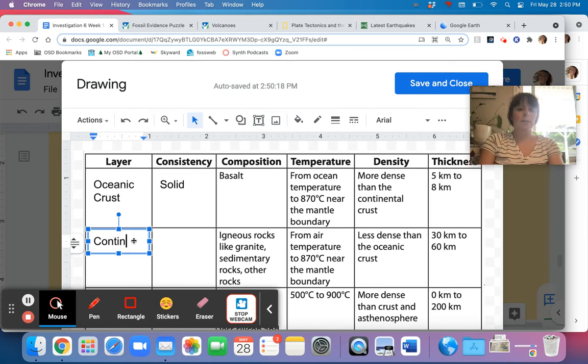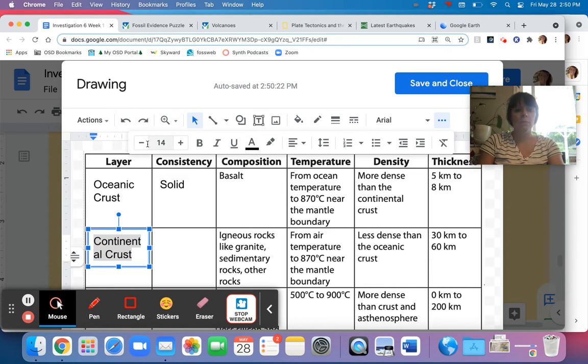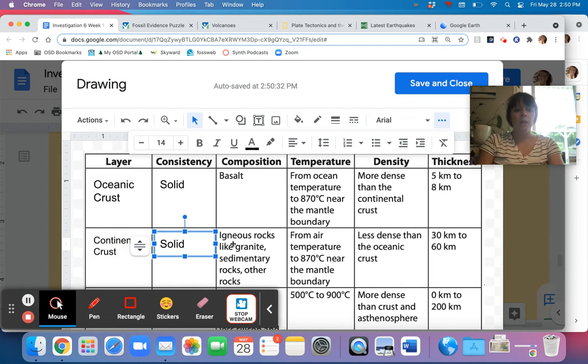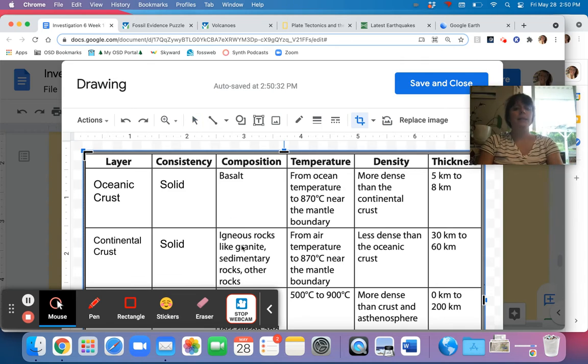Layer 2 would be continental crust, which doesn't really fit. So I'm going to make it a little smaller. Continental crust is also solid. It's also made of igneous rocks, but it's made of granite, and it's sometimes made of sedimentary rocks too. These are less dense than the oceanic crust, and that's going to matter when we start to learn about why volcanoes form.